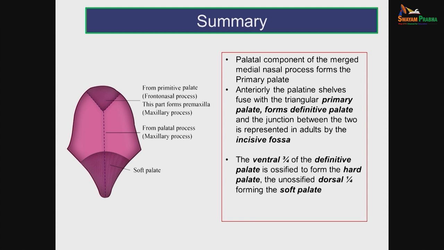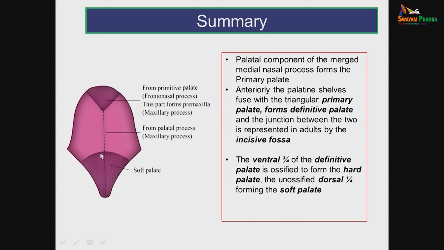So, we will summarize what we have learnt about the development of the palate. We just talked about the primary palate, secondary palate and a definitive palate. The primary palate is nothing but the palatal component of the merged medial nasal process. Then you have the secondary palate, which is nothing but the palatine shelves which are coming from the maxillary process from either side and they are fusing and forming the secondary palate.